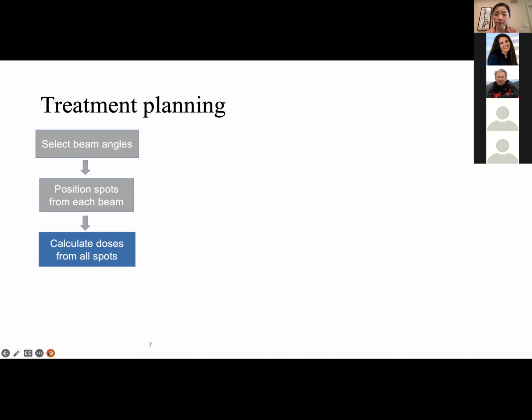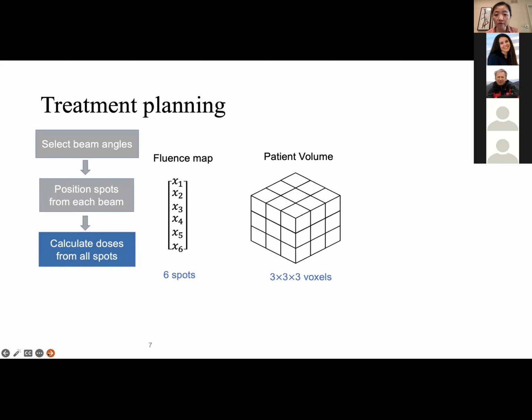After we position these spots, what we can do next is calculate the dose from these pencil beams. Assume in this beam, we have 6 spots, and this can formulate a fluence map with these 6 elements. And we have a patient volume, which is 3 by 3 by 3 voxels. That gives us 27 voxels in total.